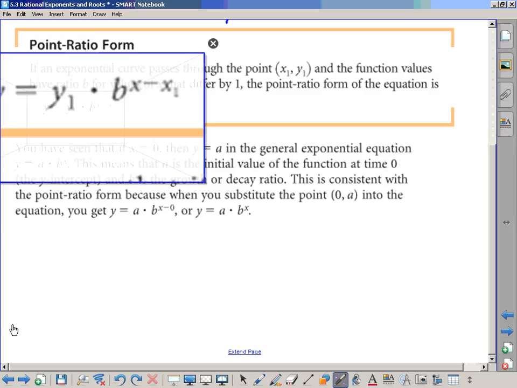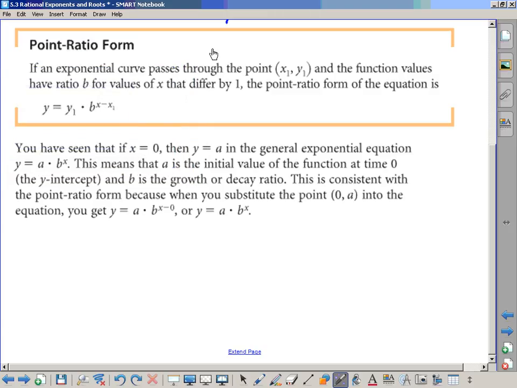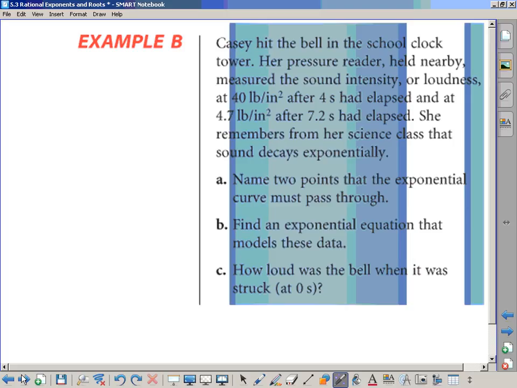So y1 is in place of our a, and instead of just taking b to the x power, it's b to the x minus x1 power. Little paragraph there. If you'd like to read it and pause it, go for it. I'm going to move on to the next slide, which is our example.